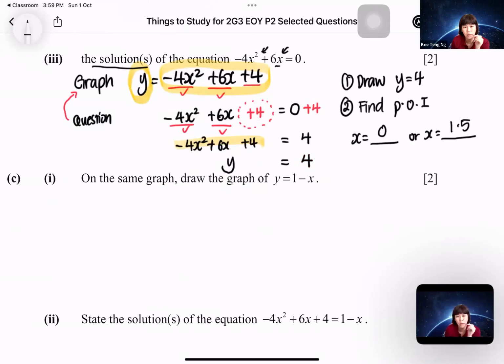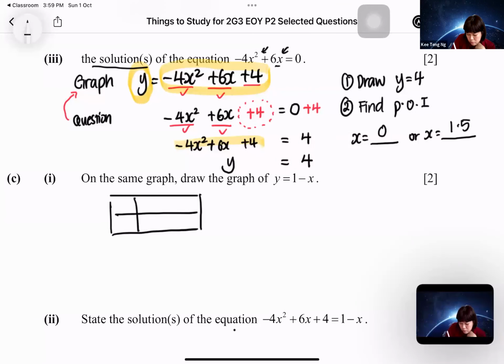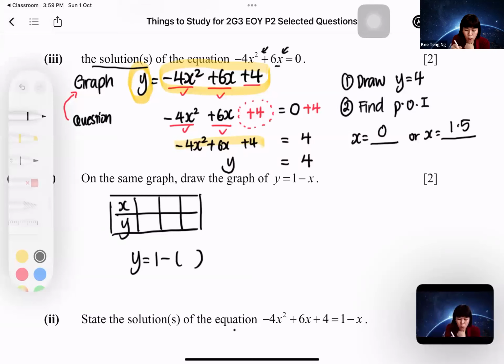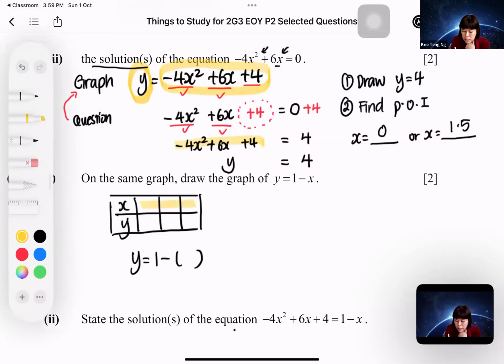Now, the line I need to draw is a y equals mx plus c kind of line, so it's a straight line. I'll need to think of a table of values and substitute into my equation y equals 1 minus x. But the problem is, what x values can I choose?